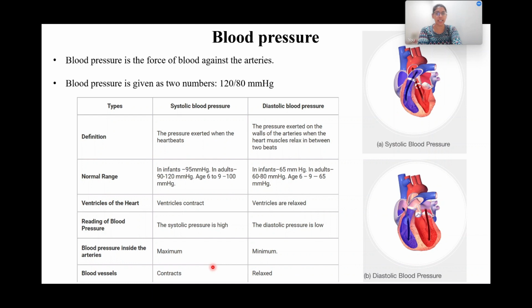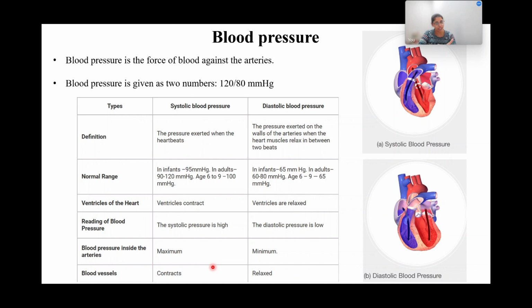It is given as two numbers, 120 slash 80. Slash means these are two different counts for two different systems. The first part is called the systolic blood pressure, and the second part is called the diastolic blood pressure, meaning the upper number 120 is the systolic blood pressure, while the 80 is the diastolic blood pressure. Systolic means the pressure which is exerted when the heart is beating, when it is contracting. While diastolic blood pressure is the pressure which is exerted on the arteries when the heart muscles are relaxed, that is between the contractions.